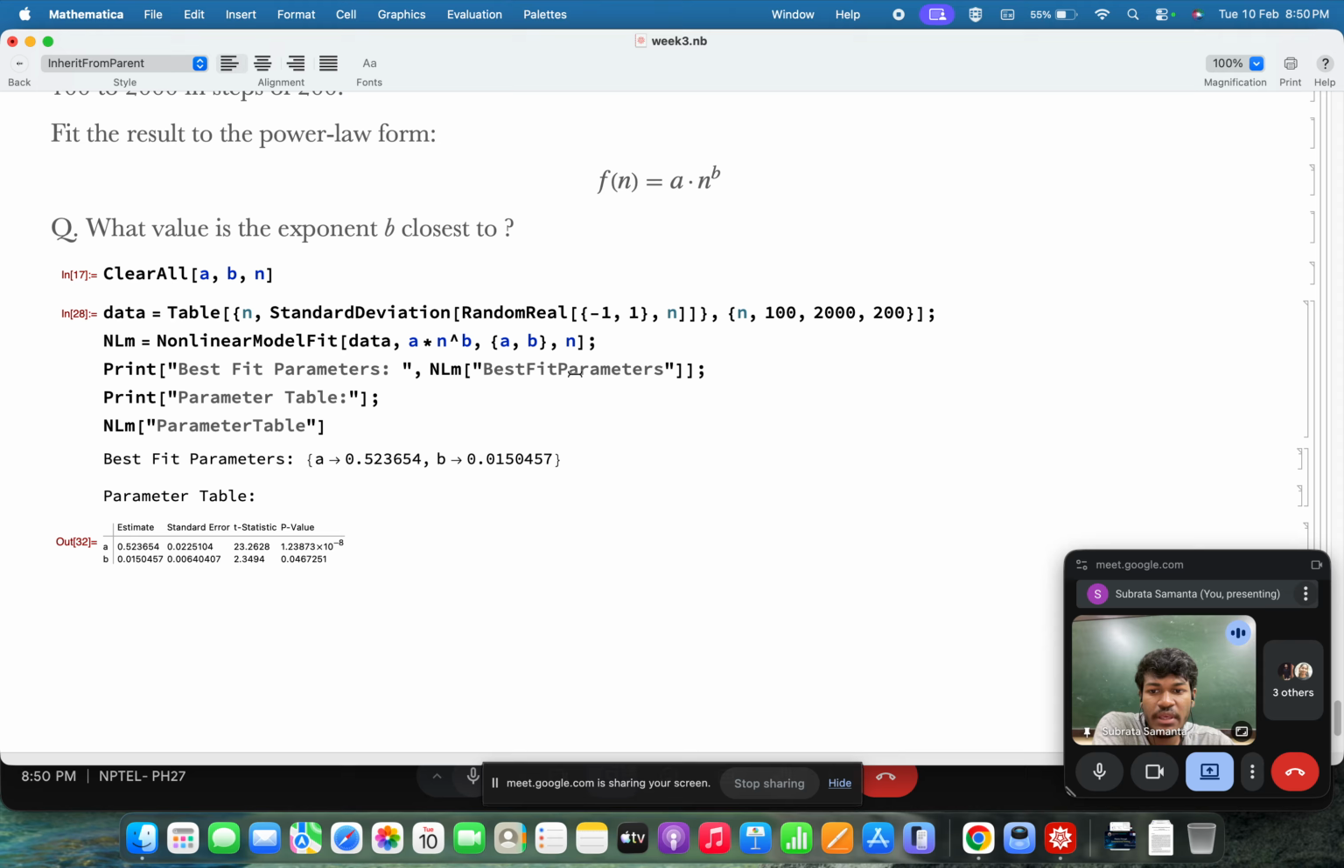So, if you now see that this p value is small, less than 0.05 is fine. Here you see the p value for this parameter a is very small, 10 to the power minus 8, and for this case it is also small, less than 0.05. So, it is fine. That means these two parameters, since the p value is small, your fit is correct.